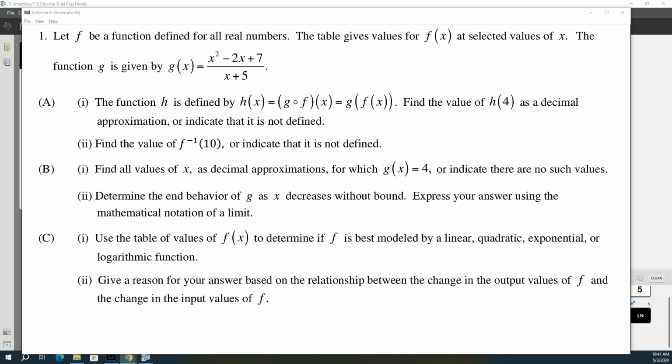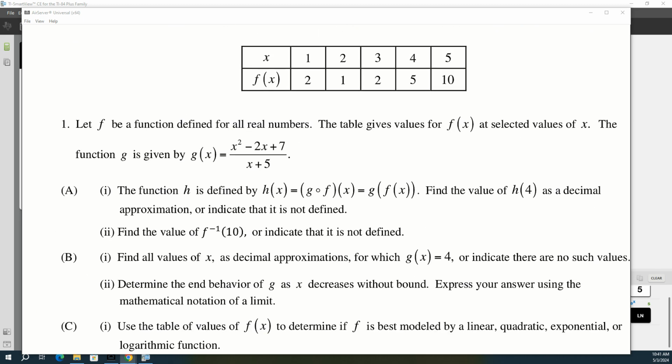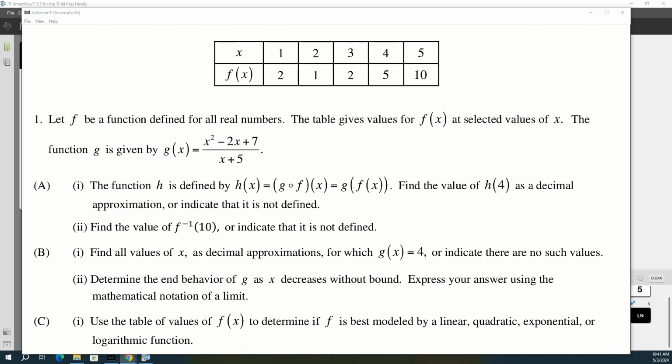What I would do if I was you is, if they give me a function like g that is written in algebraic form, I would go to y equals and put that in my calculator, because more than likely you're going to have to use it multiple times.